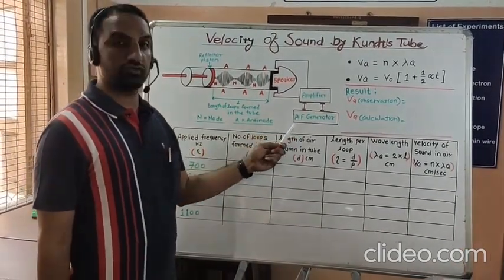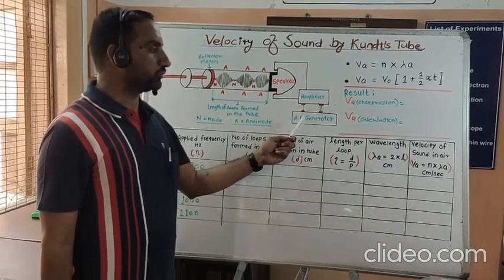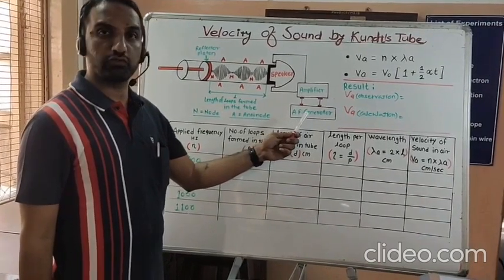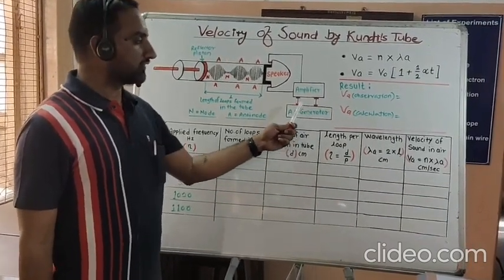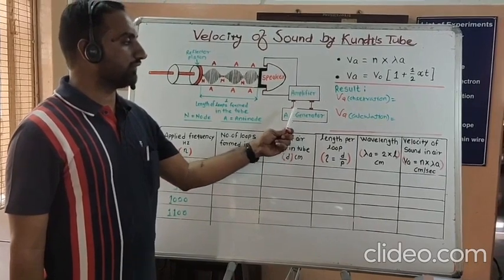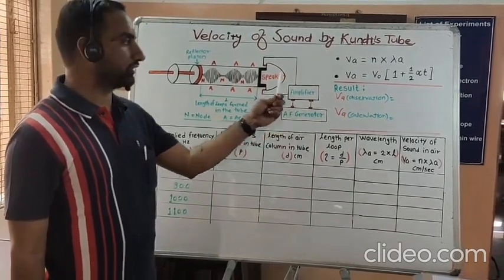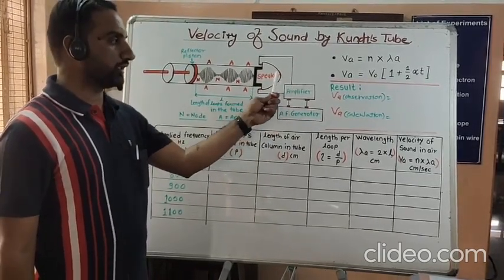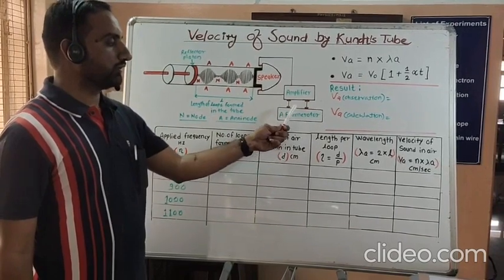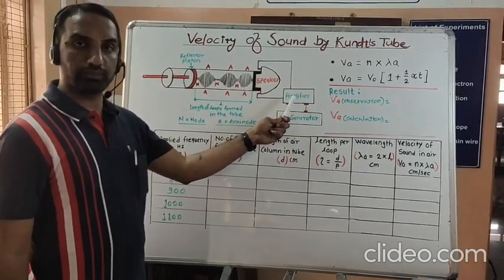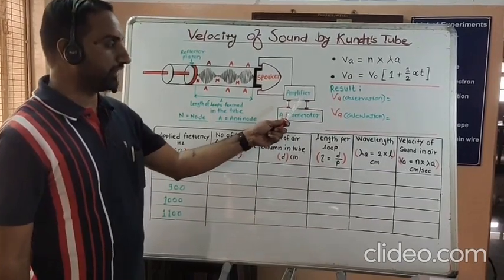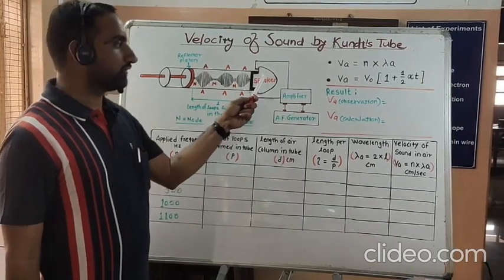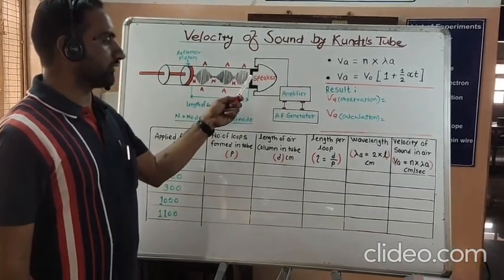One audio frequency generator, whose function is to produce audio frequency AC signals whose frequency range is from 20 Hz to 20 kilohertz. These signals do not have sufficient energy to drive the speaker for production of sound, so one amplifier is used in between them. The AF generator produces these signals, which are given to the amplifier circuit. The amplifier amplifies this signal, and now these signals are given to the loudspeaker. The loudspeaker generates audio or sound waves.